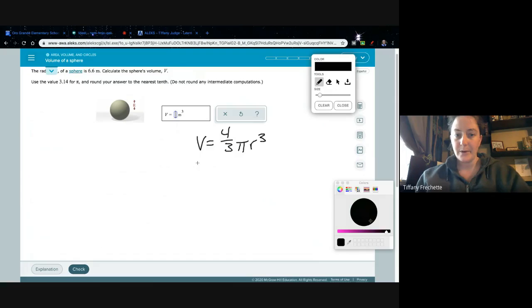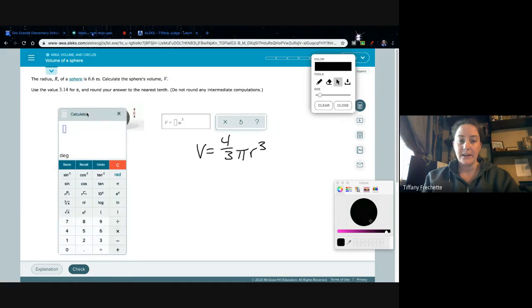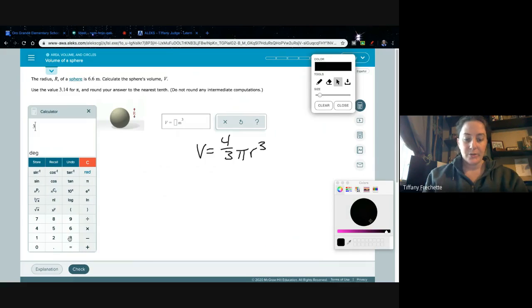Hopefully that's not in my way. Perfect. It's not in my way. So this actually tells me that R is 6.6. So I don't need to do anything at all. I can just go to my calculator here and start plugging it in. So I have 4/3. Make sure you type it in 4/3, not 3/4. You don't want to flip that fraction over. Times 3.14 times, and then R, they told us, is 6.6.